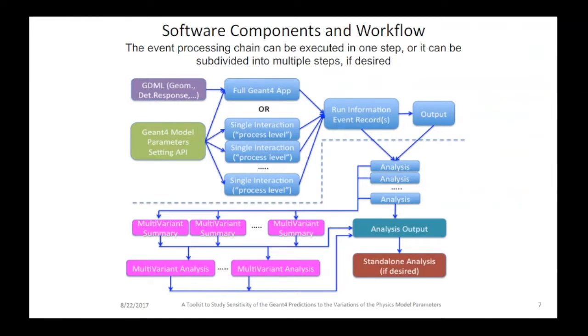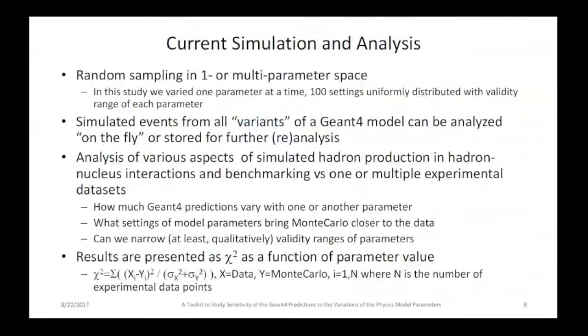You start with the configurable geometry, then set which parameter you would like to change, and then put it into either a full simulation or process-level single particle interactions. Then you do the bookkeeping and produce the output, then do either the analysis one by one, or collect the different analyses for a multivariate analysis. You can break this into a couple of steps for your convenience. The current simulation can handle one parameter or multi-parameter cases, and it divides the allowed range of valid values into basically 100 points.